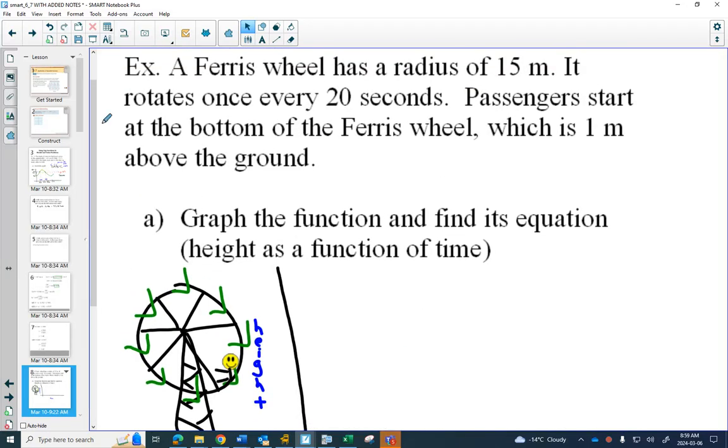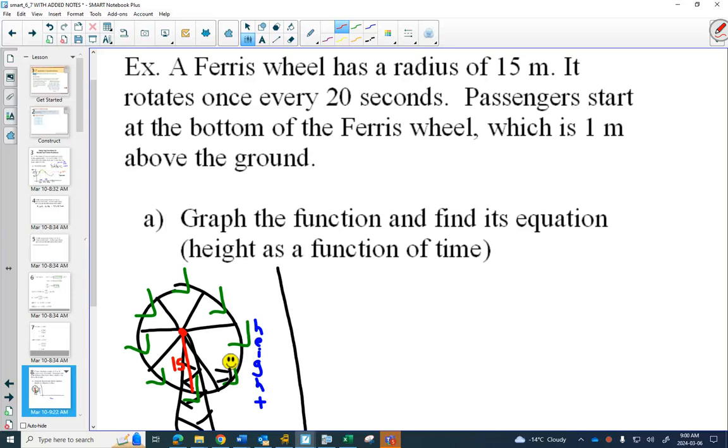Okay? The Ferris wheel has a radius of 15. So that means that from the center, straight down to the circle, that's going to be 15. Does it make sense that your diameter then is 30? It rotates once every 20 seconds. Passengers start at the bottom. This is normal for a Ferris wheel. They don't catapult you to the top when you get on.